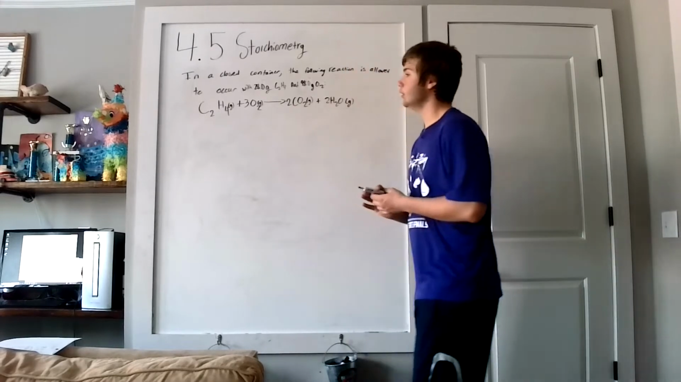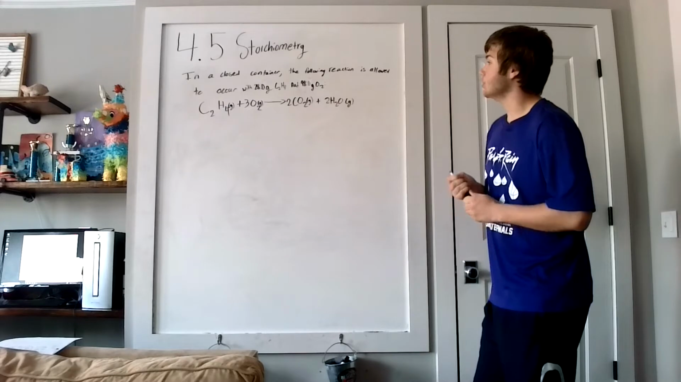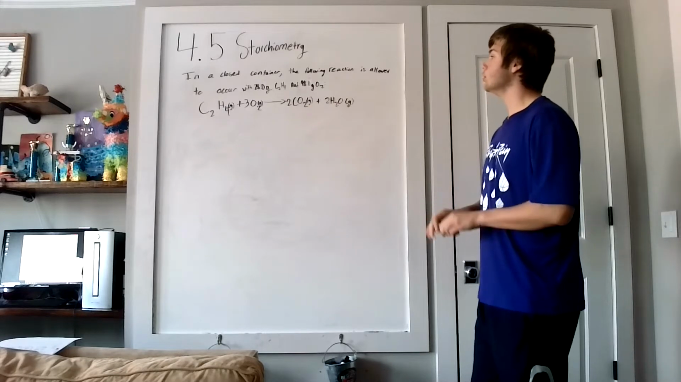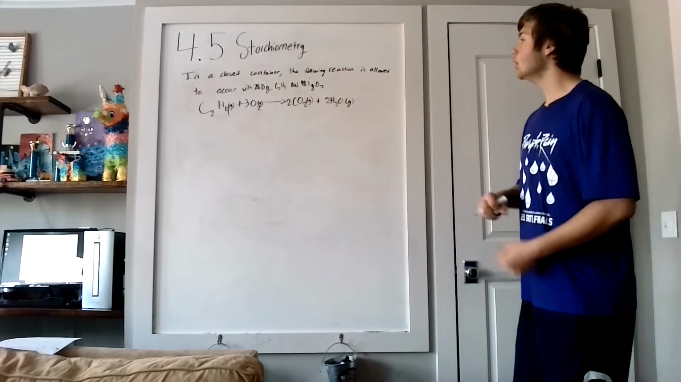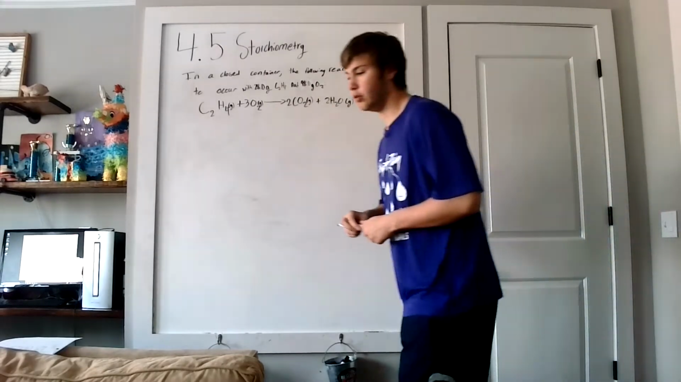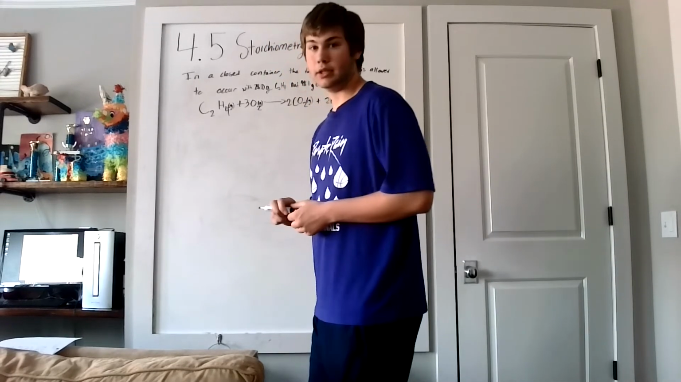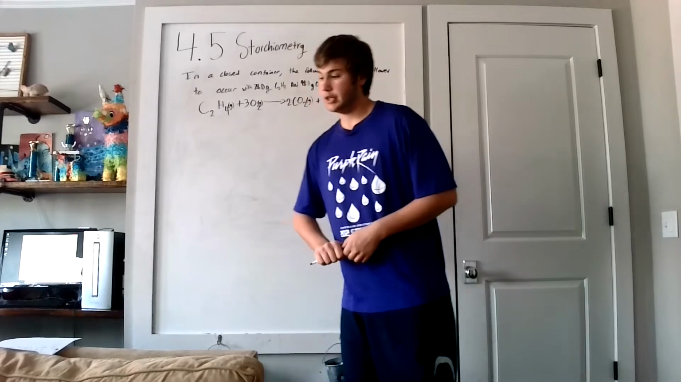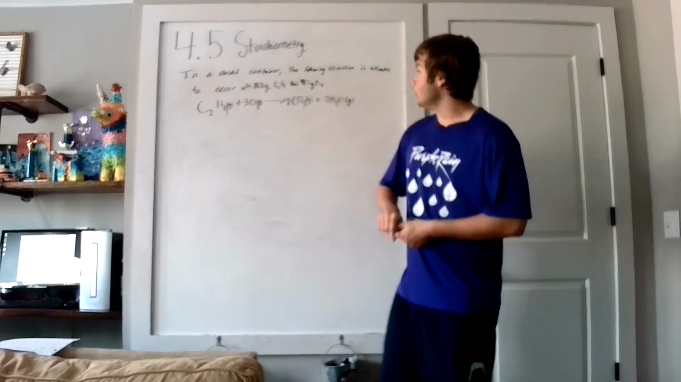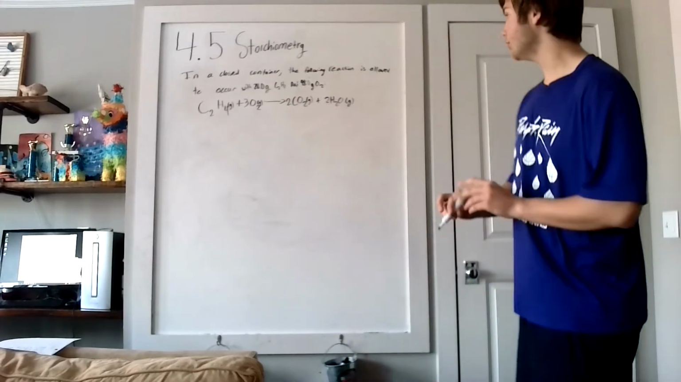So for this one, we have to see, in a closed container, if the following reaction is allowed to occur with 28.0 grams C2H4 and 48 grams O2. First of all, which reactant is limiting, then what amount of H2O is theoretically produced, what would have a greater effect on the reaction, doubling O2 or C2H4, and what the percent yield is.